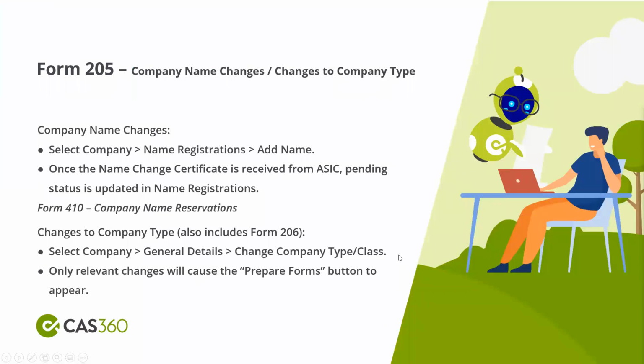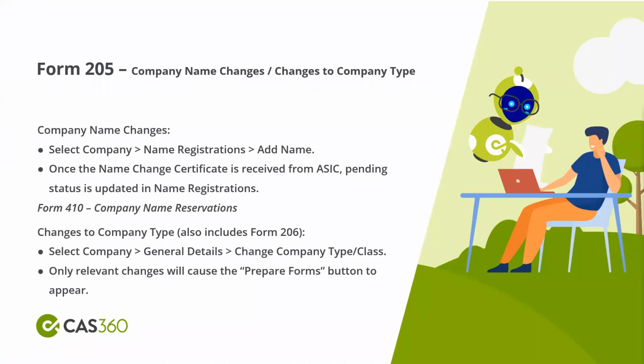Move on to the second form, which is Form 205, the Notice of Resolutions, specifically to do with company name changes and changes to company type today. There are two main sections we're going to focus on with this one, the first being the company name changes. This is actually done after selecting the company. You can go to the name registration screen and choose to add a name.